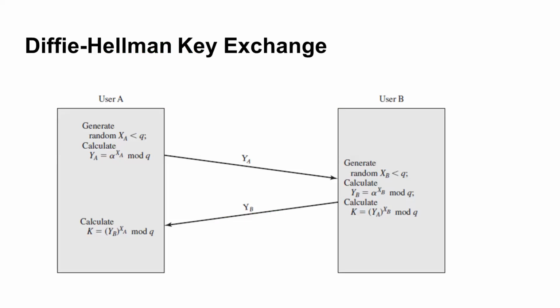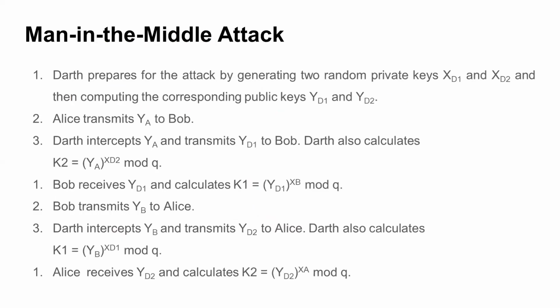So here Diffie-Hellman key exchange. So user A calculates YA, YB to the corresponding user B. What this K value and their K value. So here man in the middle attack. Darth prepares for the attack by generating two random private keys XD1 and XD2 and then computing the corresponding public keys YD1 and YD2.